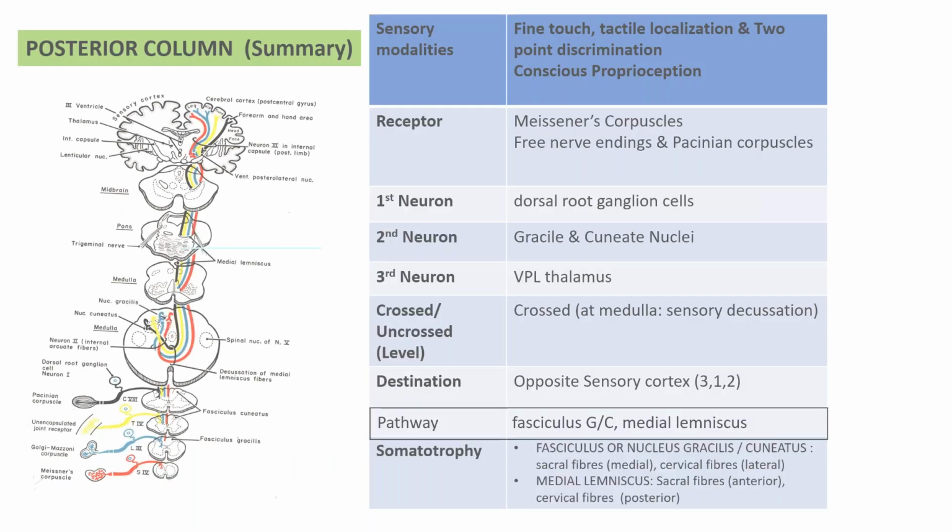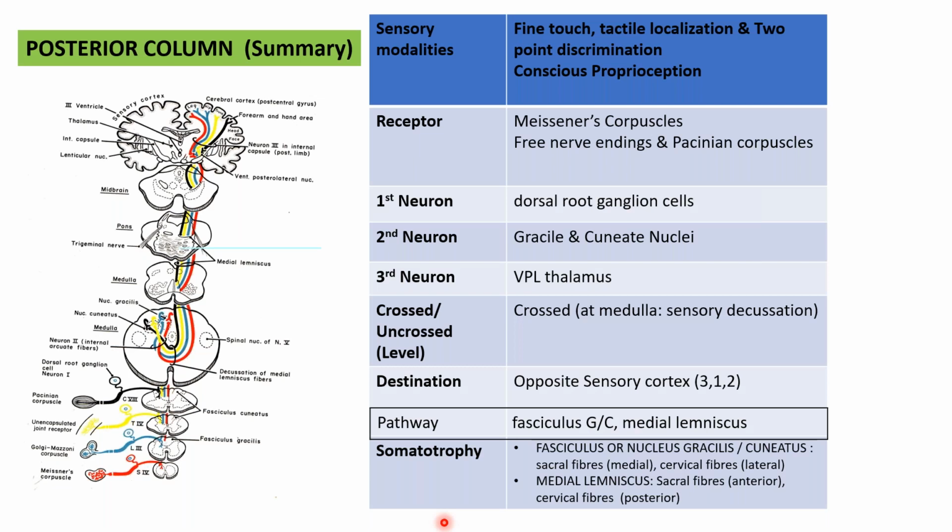So we are done with the posterior column, and this is the summary. Each one of you should be able to identify the column under these headings: what type of sensation, please add vibration sensation also over here, and the receptor, first, second, third order neuron, whether it is crossed or uncrossed. If it is crossed, which level it is crossing, the destination, where exactly it is going, and the pathways: fasciculus gracilis, cuneatus, medial lemniscal pathway. And this was the last slide that I showed, the somatotopic representation of the body.